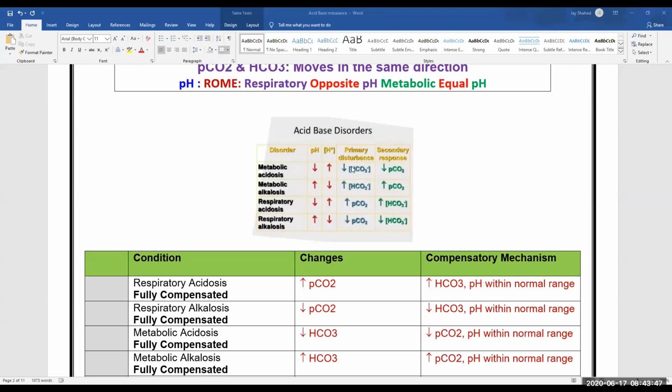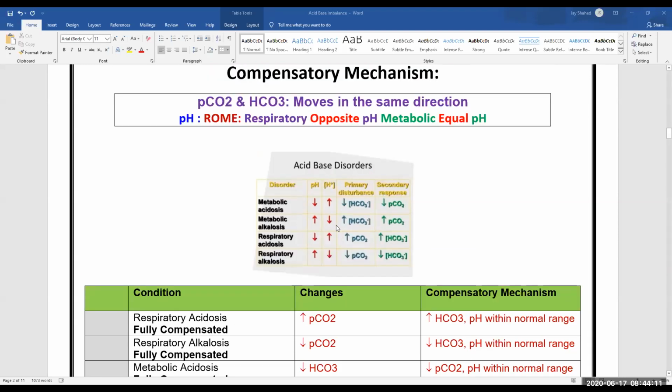The issue with bicarbonate. So bicarbonate is low right away. Your PCO2 is going to come down to balance things out. Okay, so these move in the same direction. You see here, they move in the same direction, all of them. Now they are opposite of pH sometimes, but sometimes they're opposite, sometimes they're the same. So how can you tell if they're opposite?